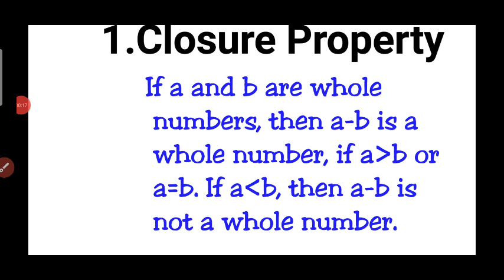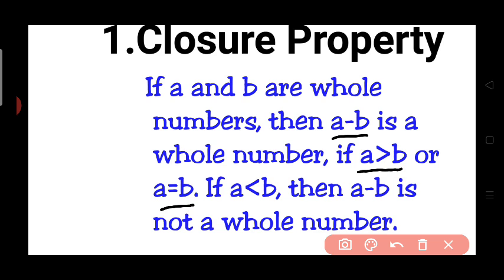If a and b are whole numbers, then a minus b is a whole number if a is greater than b or a is equal to b. But if a is smaller than b, in that case a minus b is not a whole number. That means in closure property, a minus b is a whole number only when a is greater than b or a is equal to b. But if a is smaller than b, the result is not a whole number.